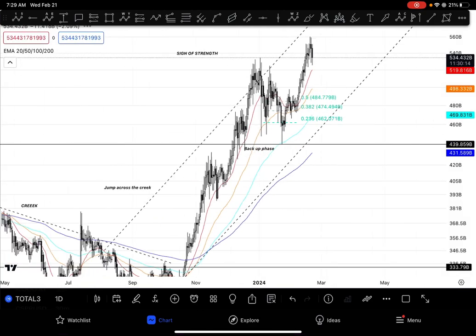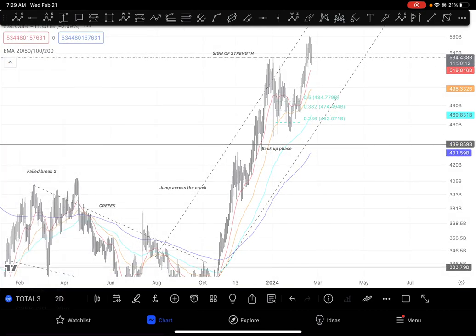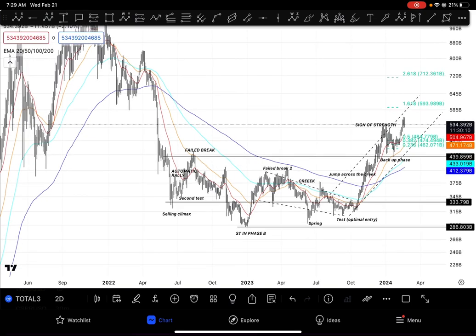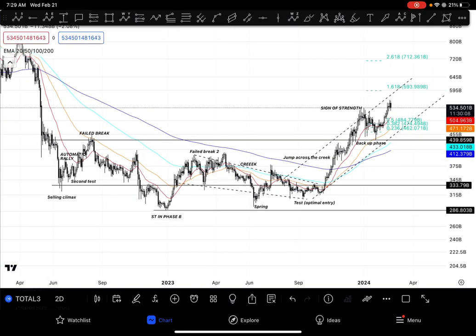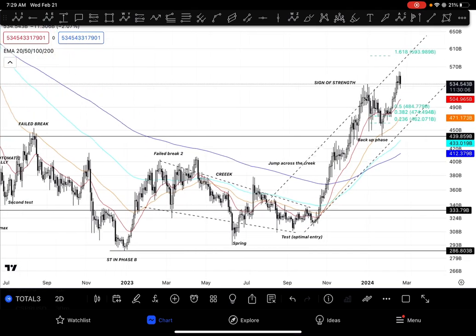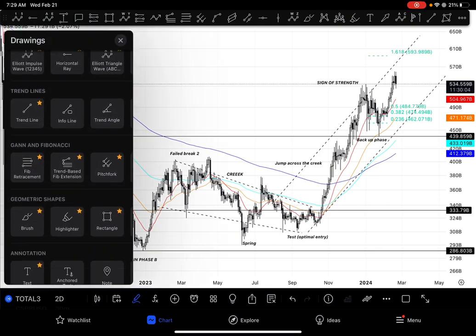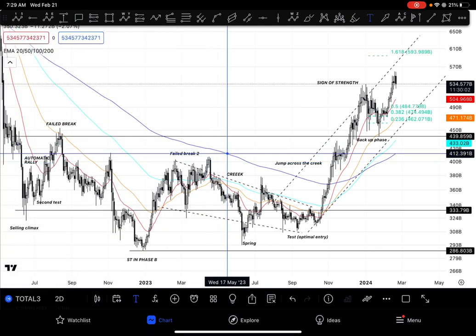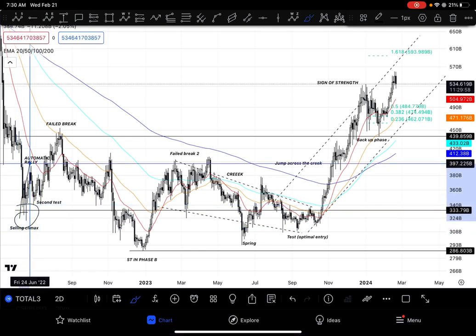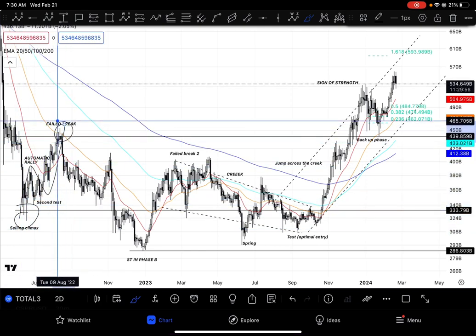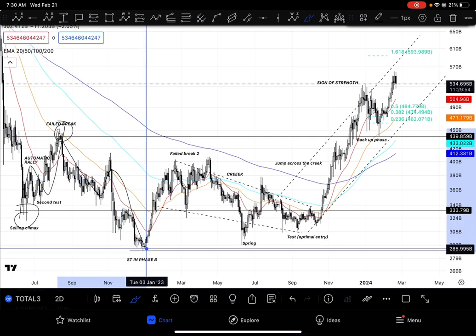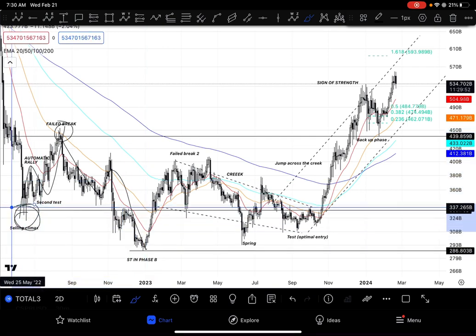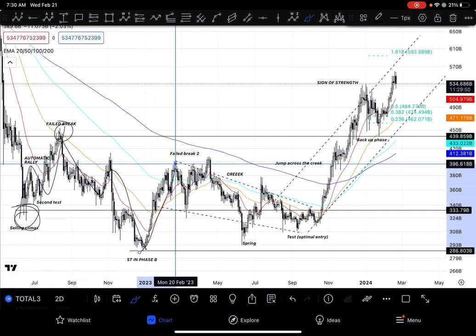okay, we're still above the range. When we go on the 2-day time frame, this is pure Wyckoff accumulation, okay? You have your selling climax, your automatic rally, second test, failed break. Your second test in phase B, taking out these lows of your selling climax, move back up to the range highs, and then you have what's called a creaking phase.